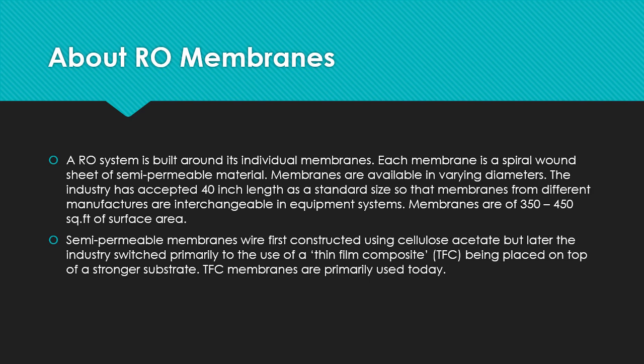About RO membranes. An RO system is built around its individual membranes. Each membrane is a spiral bound sheet of semi-permeable material. Membranes are available in varying diameters. The industry has accepted a 40-inch length as a standard size so that membranes from different manufacturers are interchangeable in equipment systems. Membranes have 350 to 450 square feet of surface area.